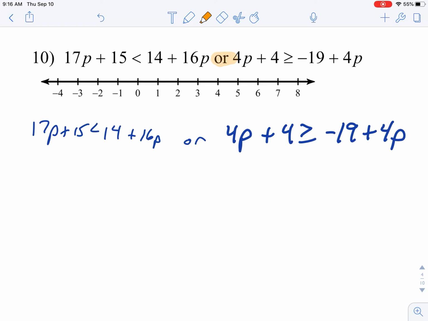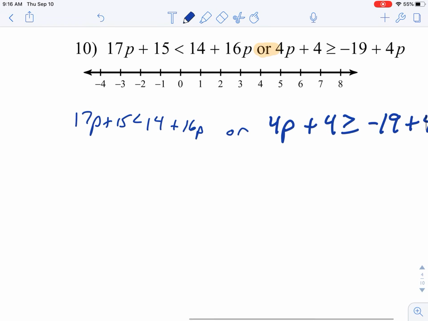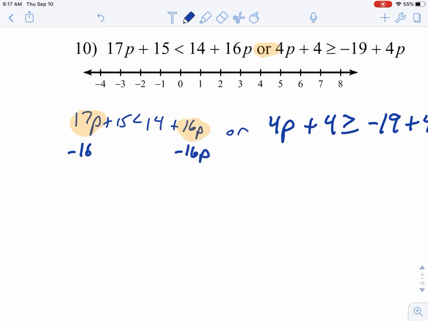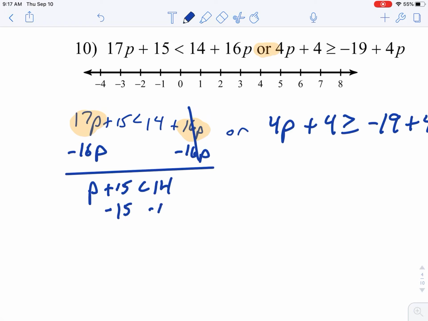Okay, this one is a disjunction. We're going to solve each inequality separately. So I'm going to start over here on the left. And I do believe I'm going to get the variables, the like terms, together. So I'm going to subtract 16p on both sides of the inequality sign, and that's going to give me 1p plus 15 is less than 14. Those cancel out. Now to isolate the variable, I can subtract 15 on both sides. I get p is isolated, less than 14 minus 15 is negative 1. So there's part of my answer.